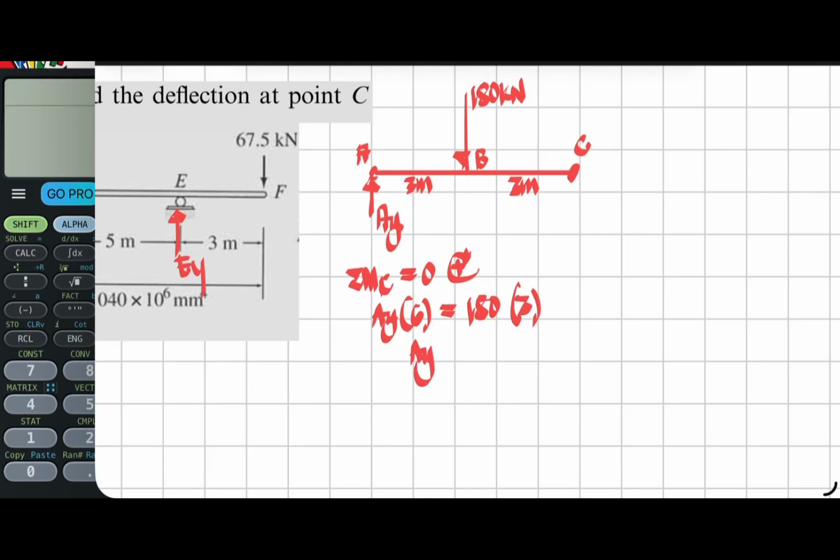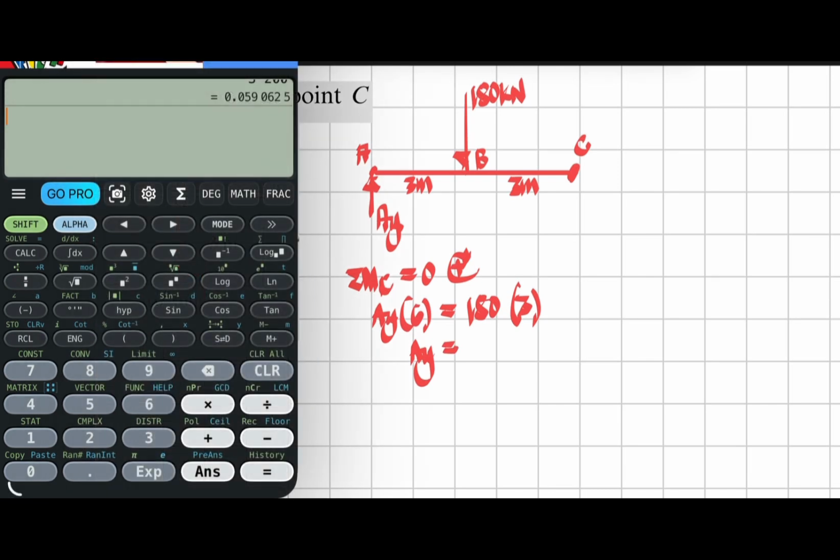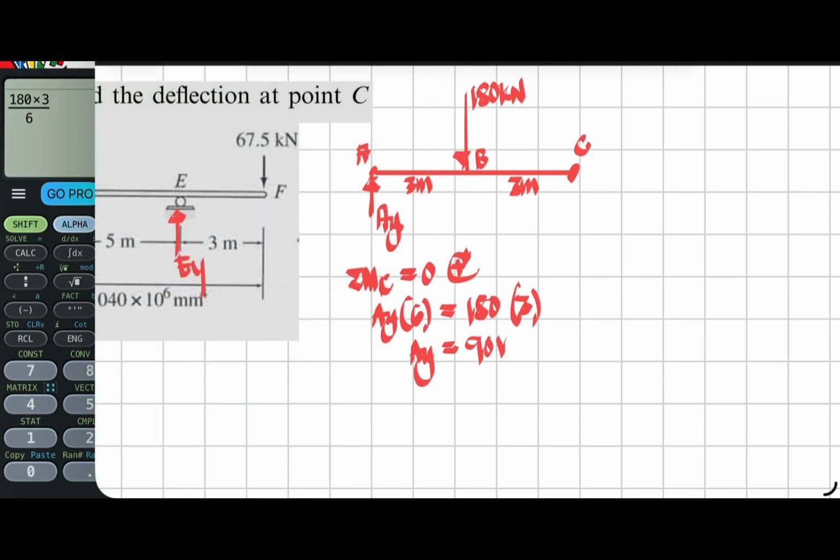So AY is equal to 180 times 3 divided by 6, 90 kilonewtons. Or you can solve this by simply looking at the figure. The figure has a concentrated load located at the midpoint of ABC, so AY is equal to CY, which is equal to 90. So AY and CY will divide the 180 kilonewton load.